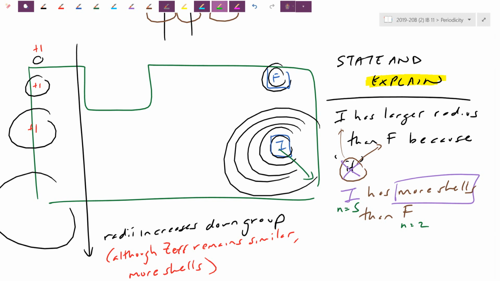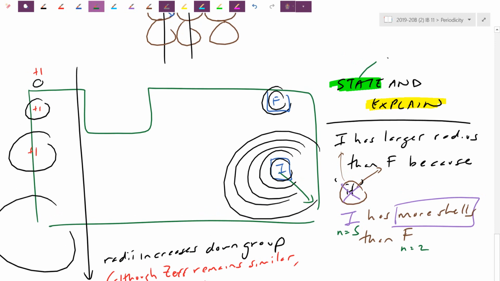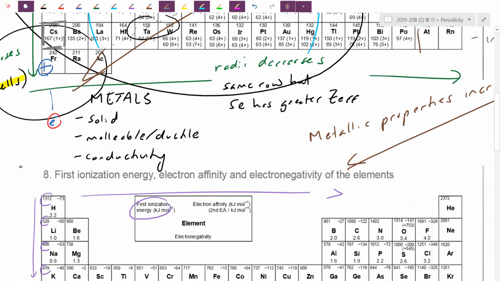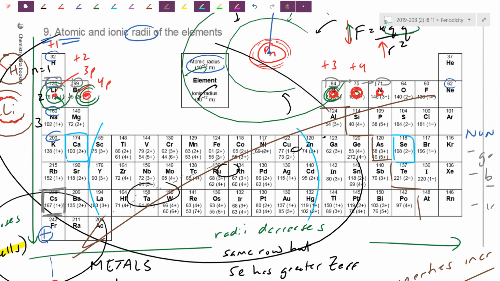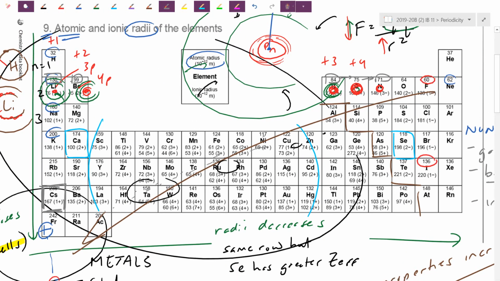The part that actually asks you for state might surprise you here. State is not just telling me, yep, this one's bigger. State actually means go to the data booklet and actually quote the values. If you actually have the numbers in the data booklet, I want you to quote the number, which means going back to section 9: iodine has a radius of 136, whereas fluorine is only 60.